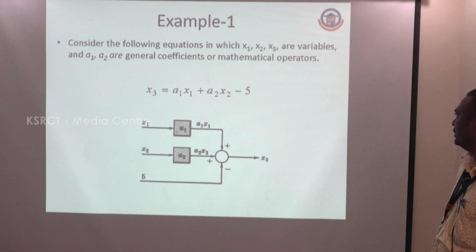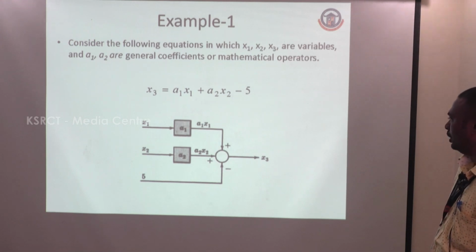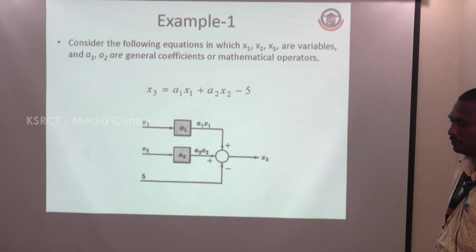Consider the following equation: a1 x1, a2 x2 minus 3. Here x1, x2 are the variables and 5 is an input. Therefore the summing point output is x3.